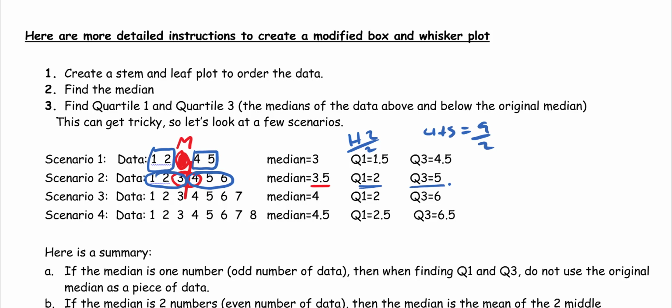Okay. All right. So let's go to scenario 3. Scenario 3 is I have 1 through 7. The middle number is 4. I'm going to real quickly here, because I need to show you this, the way to figure out the middle number.